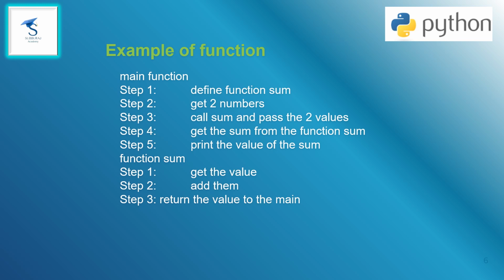The specialized task is addition. That is done by the function sum. It gets the values from the main function, adds them, and returns the value to the main function. So this way you can partition the task. Two parts, basically. Here you see, what is above is one function, what is below is another function. And both can be coded independently, but they are dependent on each other.